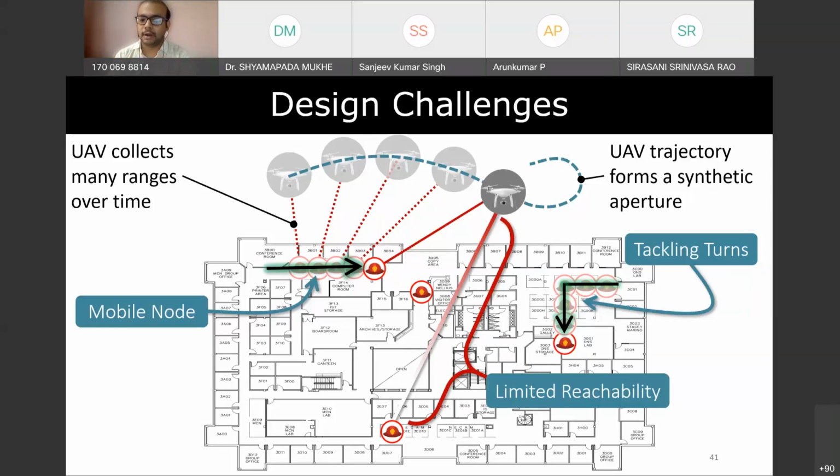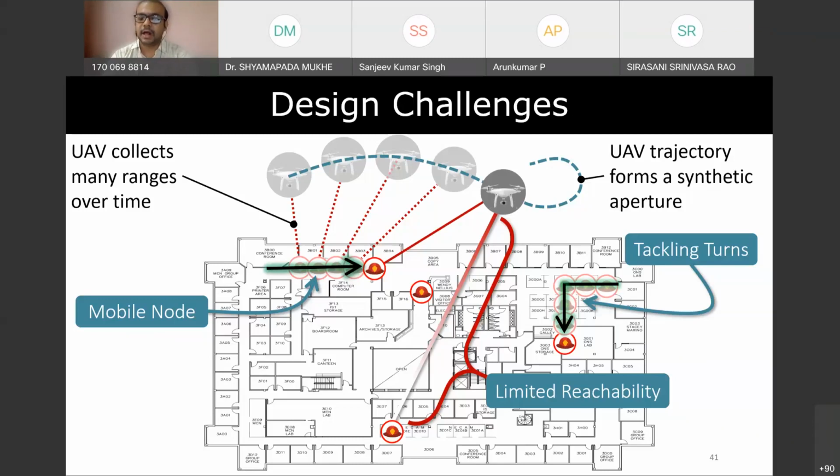Another problem could be, as you see, any wireless technology will only have a limited reach. It cannot go hundreds of meters inside a building, right? There are walls and there are furniture. So we have to do something about this also: how can you augment or improve the system so that we can also cater to the limited reachability problem.